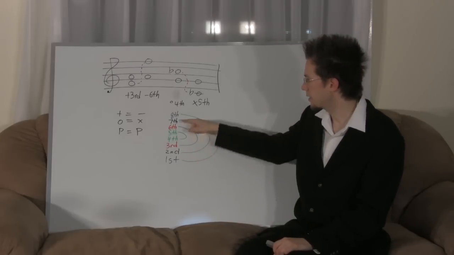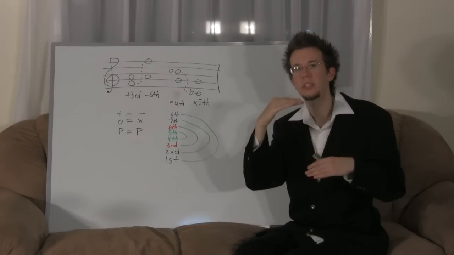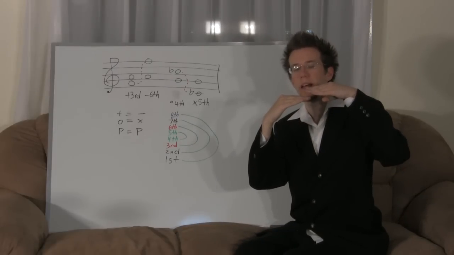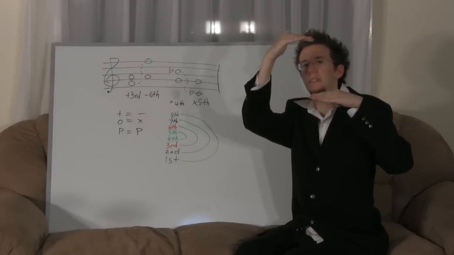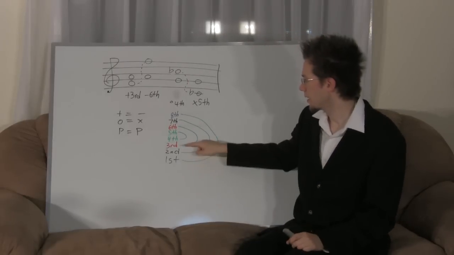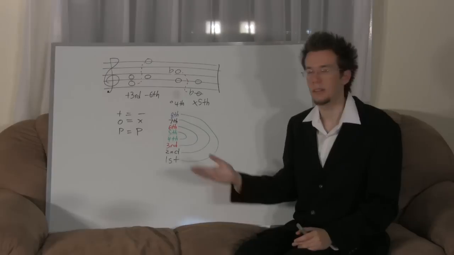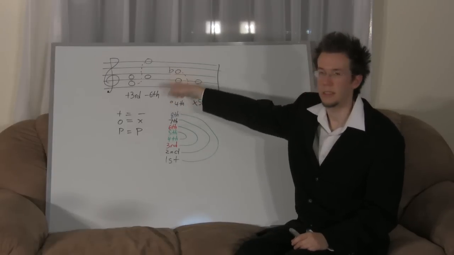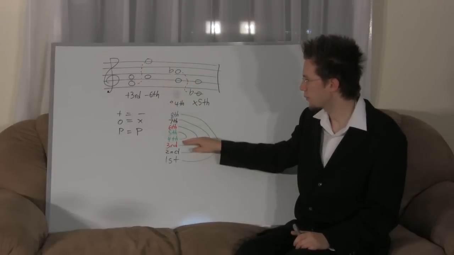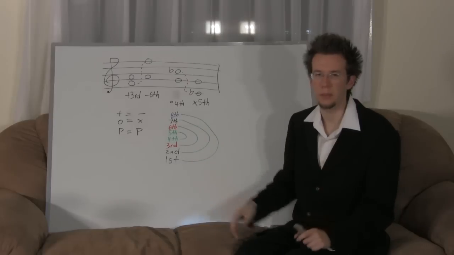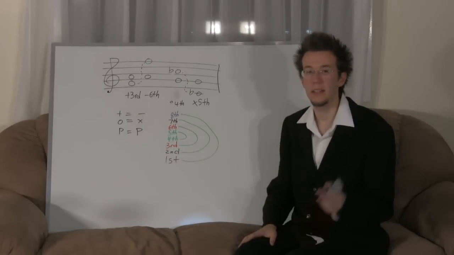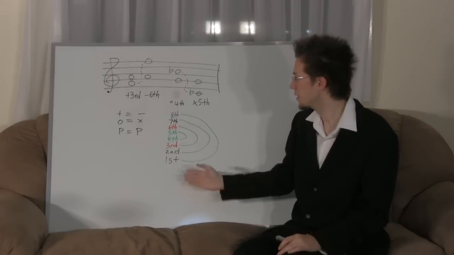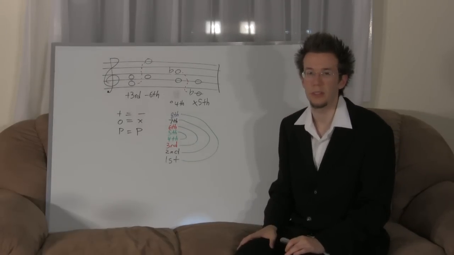If you have a second, say you're going from G to A, okay, move the A down, now you have a seventh. If you move the G up, you still have a seventh, see? Now, if you have a third, it's going to become a sixth, or if you have a sixth, it's going to become a third, and if you have a fourth, it's going to become a fifth, or a fifth becomes a fourth. So, using these two charts, you can instantly know what you're going to get when you do an inversion.